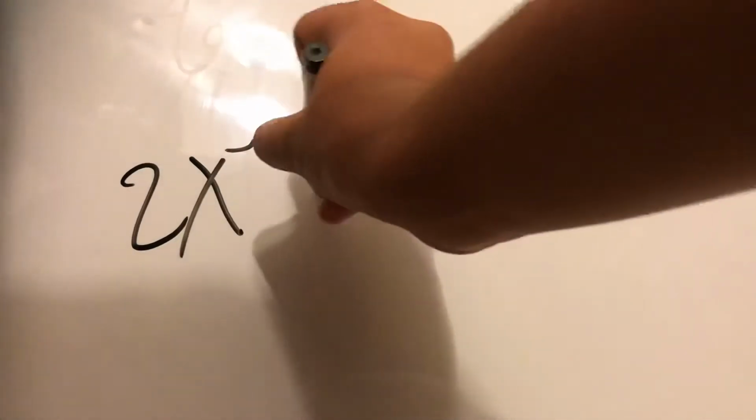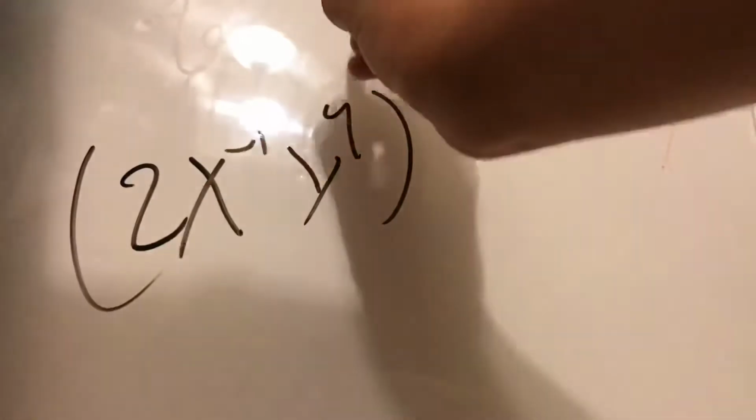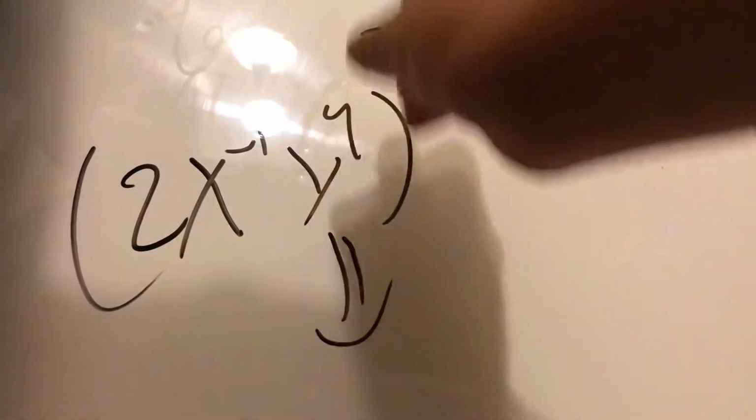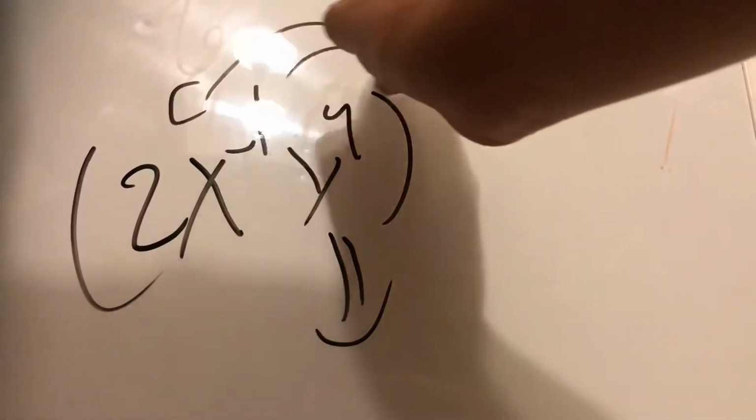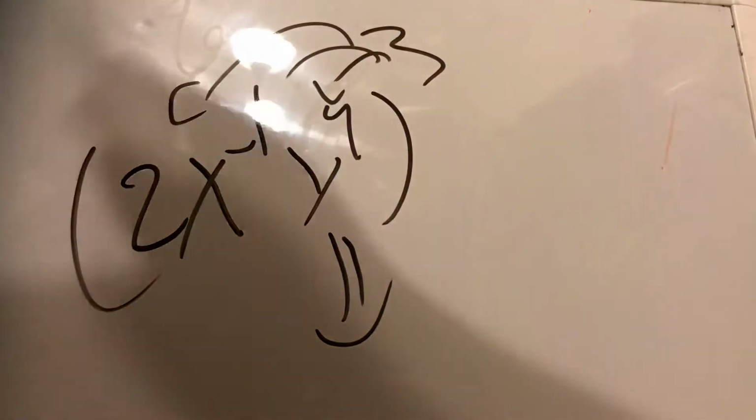So we are at number 6. We have 7 questions, and this one is number 6. I'm going to write with black. 2x to the power of negative 1, y to the power of 4. I like this question. They're simplifying expressions. Easy peasy. We're going to raise each part to the power of 3.